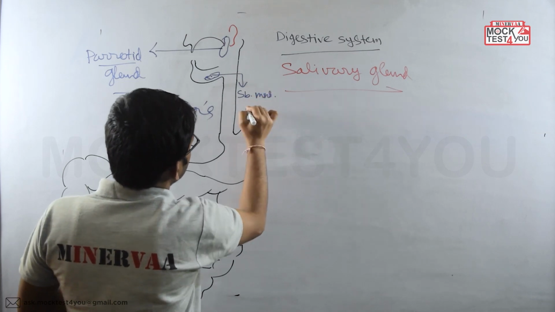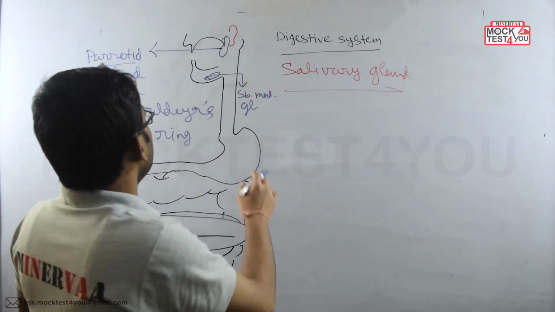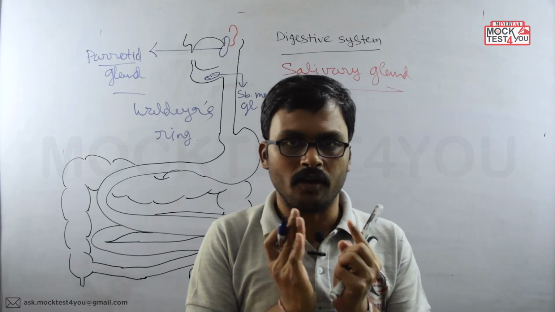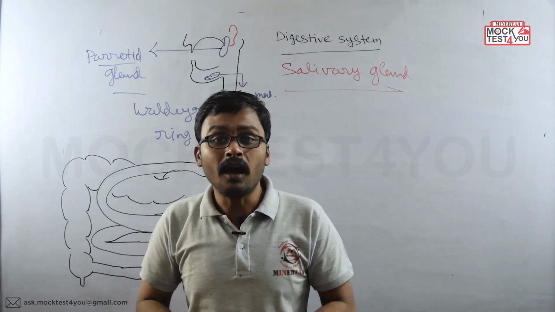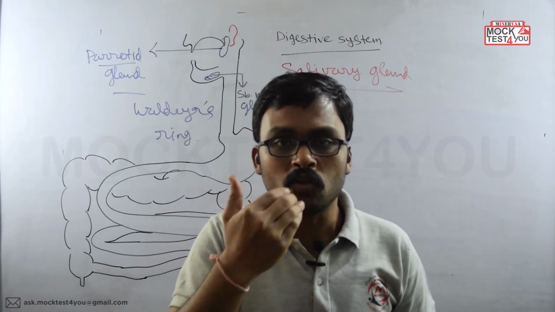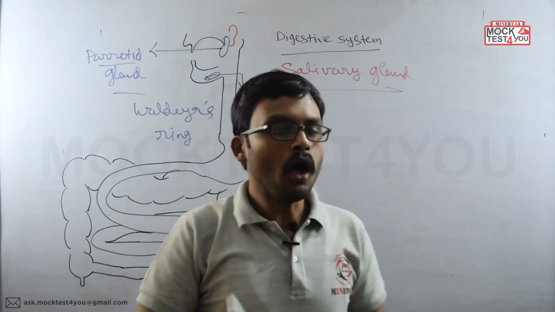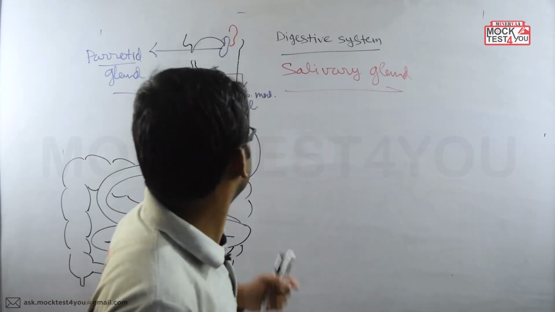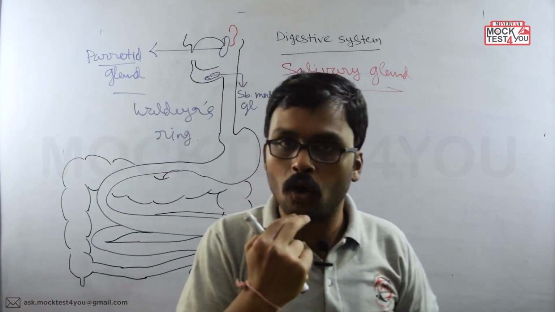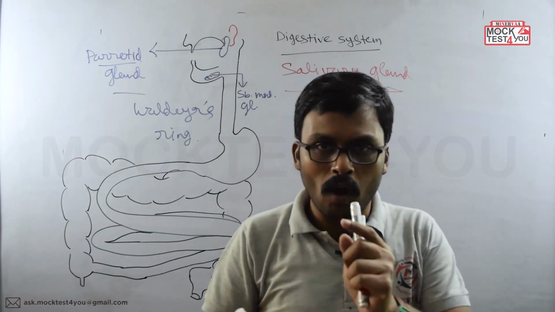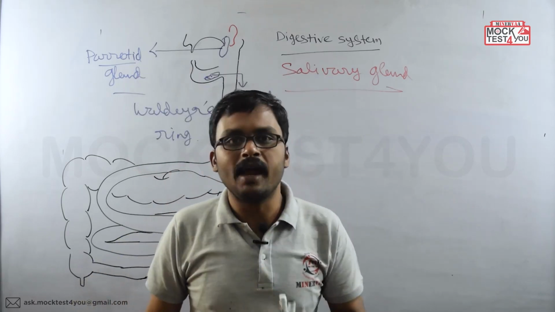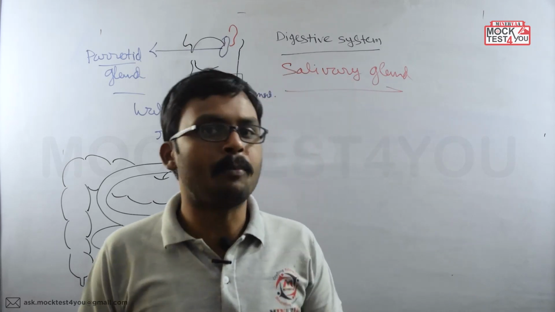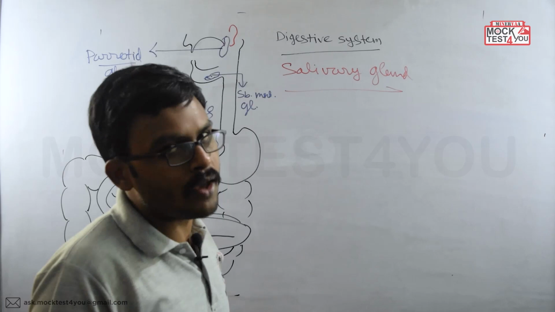One more gland is present just below the tongue, on both sides, right side and left side. You know, the tongue helps to produce language, so it's called lingua. Below the tongue, below the lingua, a salivary gland is present, one pair. That gland is known as the sublingual gland, because it is present below the lingua.